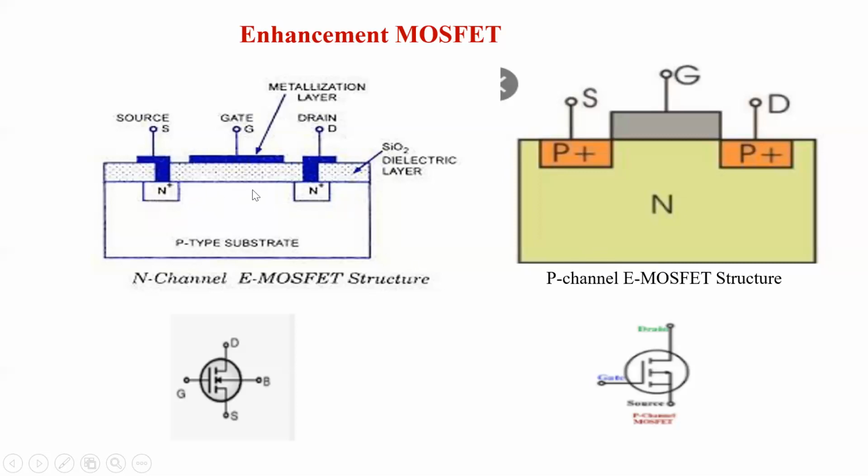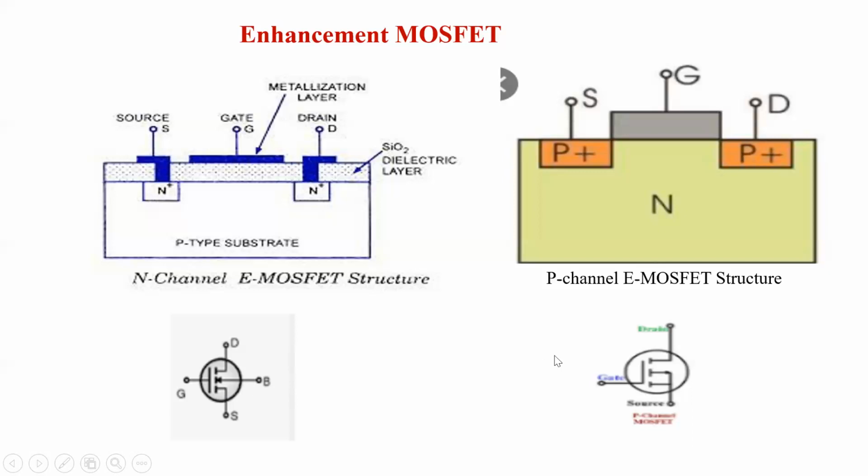The only difference is no physical channel is present here. Similarly, this is the P channel E MOSFET without the physical P channel present, and these are the symbols here. See, compared to the previous one, now we see this space. So this line is broken here. This broken line represents that no physical channel is present. That's why there are three lines here instead of a single one.